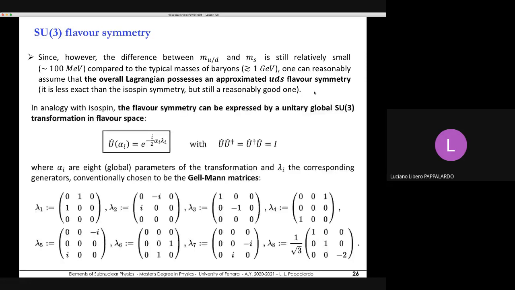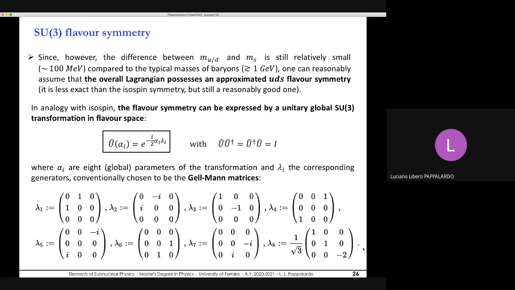Let's now introduce the formalism. In analogy with isospin, this flavor symmetry can be expressed by a unitary global SU3 transformation in the flavor space, where U is a unitary operator, and these alpha_i are 8 global parameters, i going from 1 to 8. We don't have any dependence on the space-time coordinates in the transformation, and these lambda_i are the corresponding 8 generators, which are conventionally chosen to be the 8 Gell-Mann matrices that you find here.